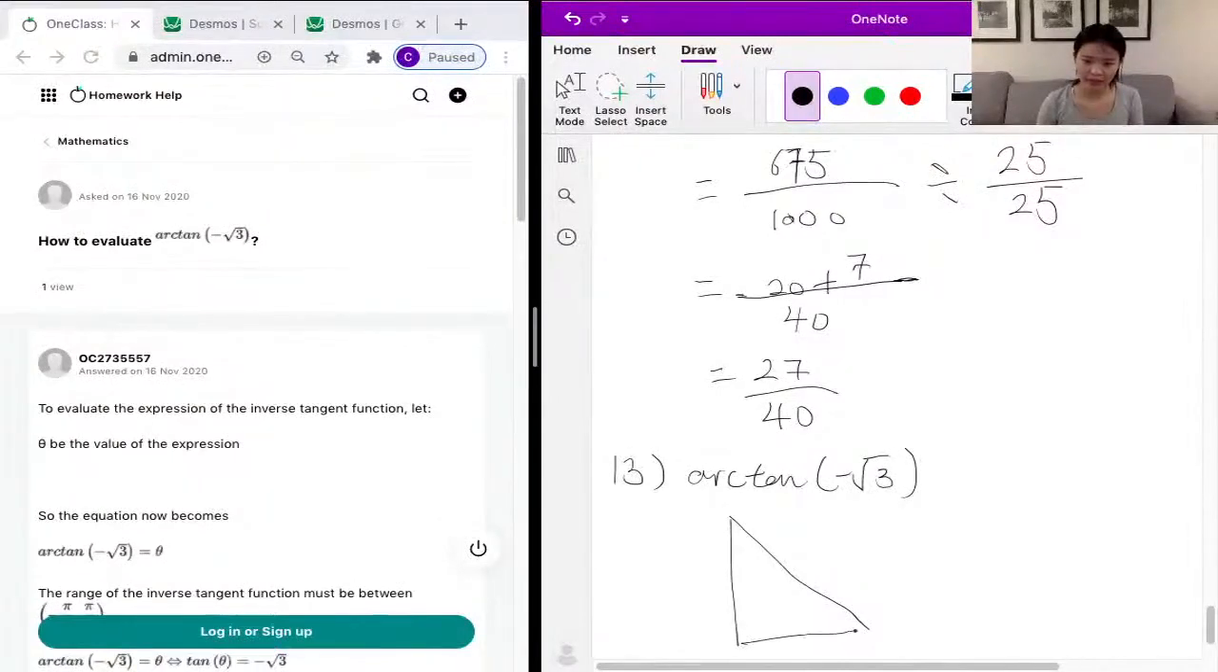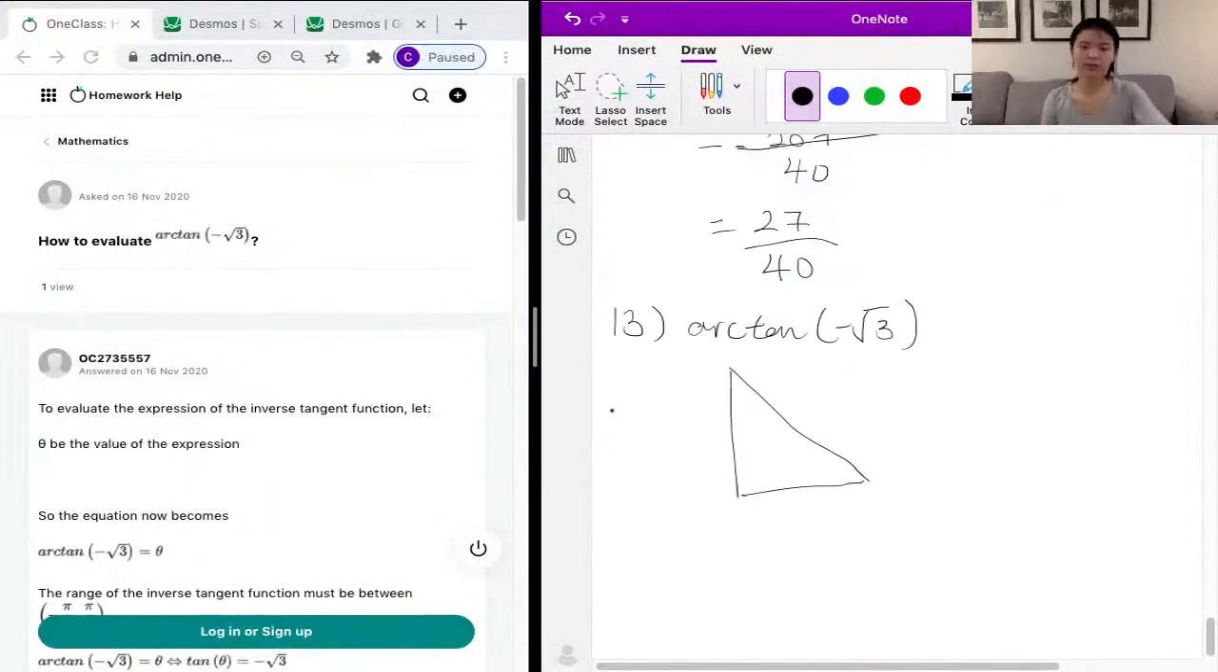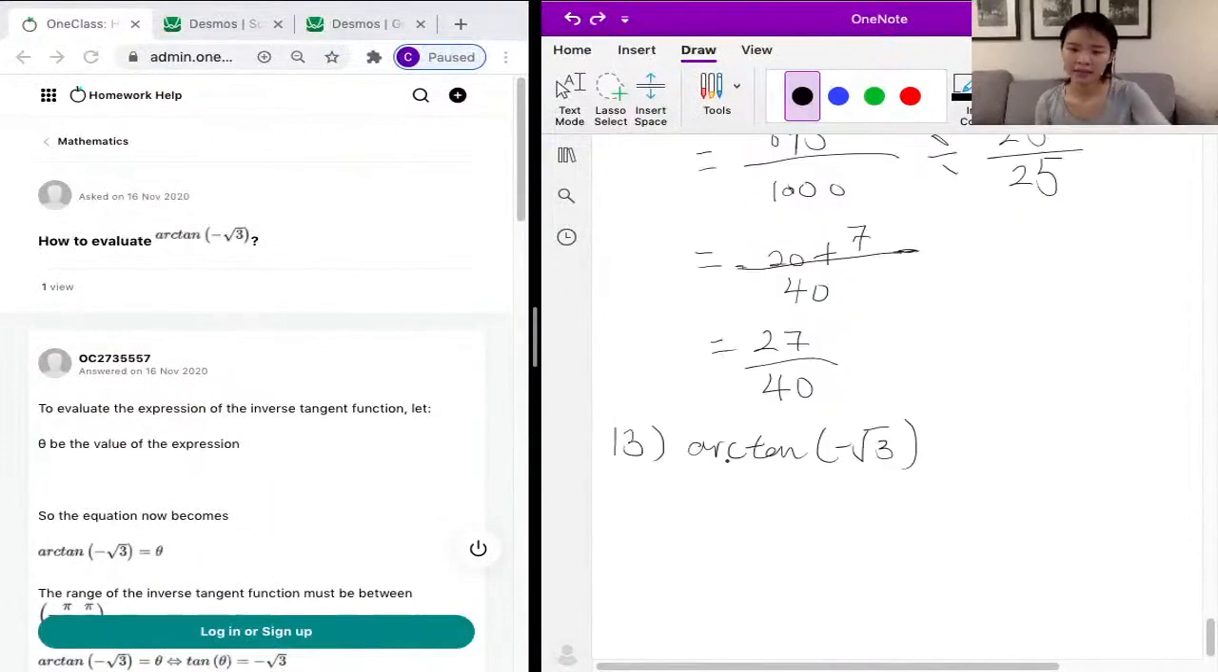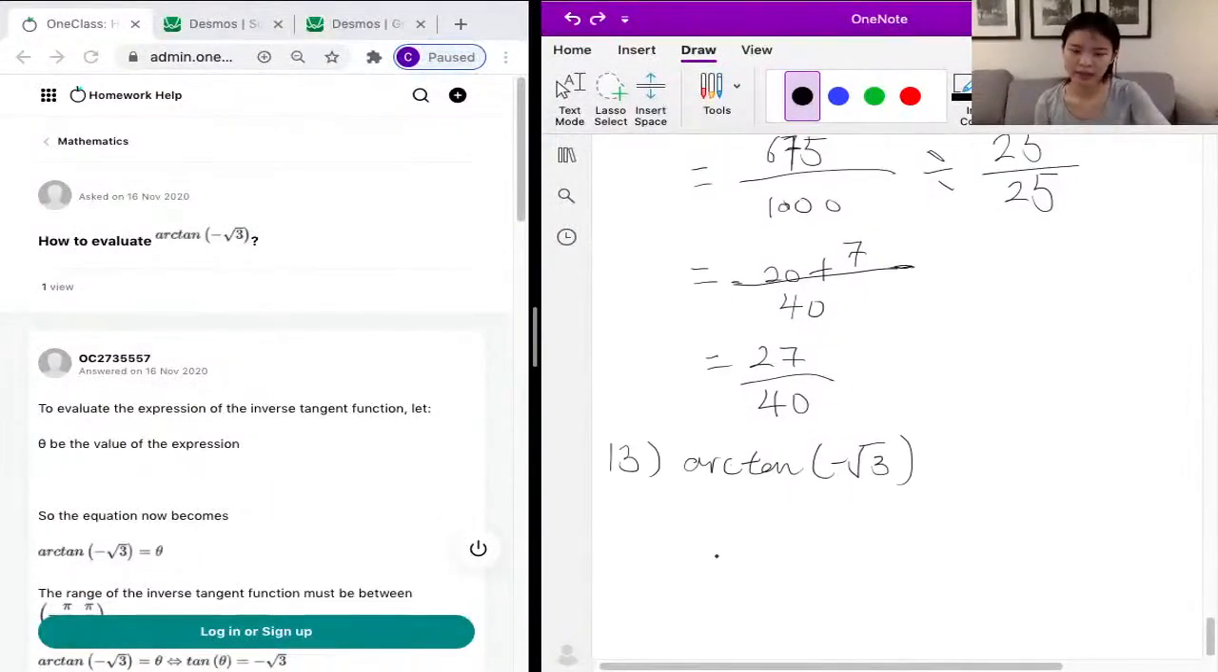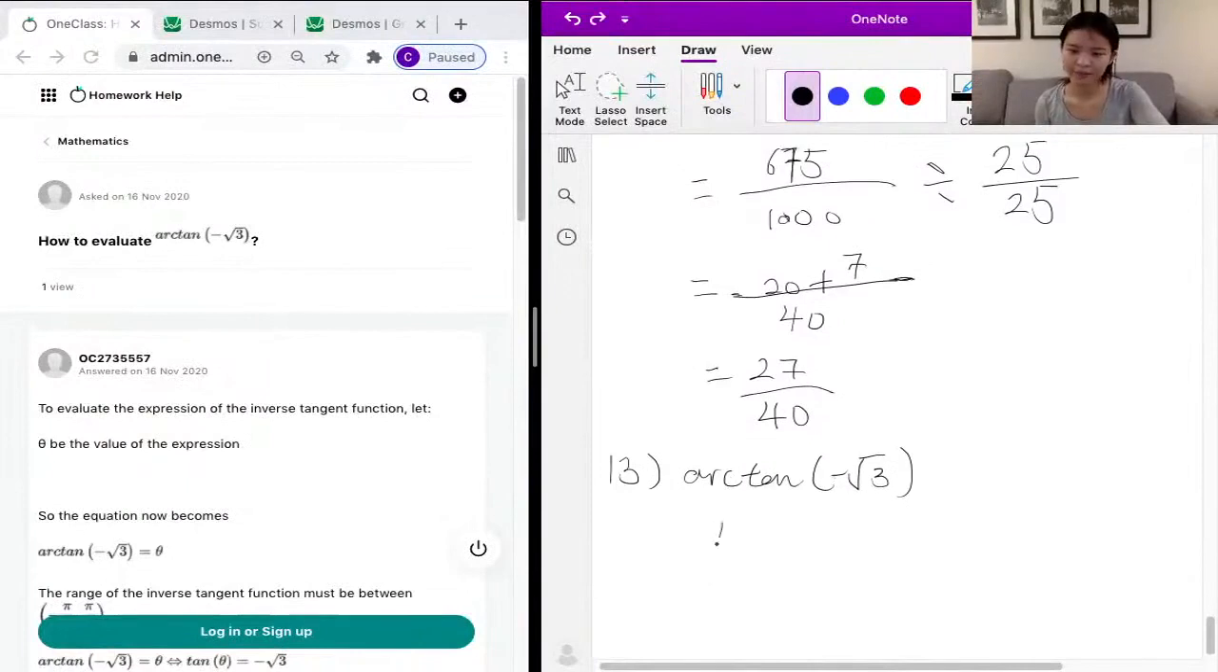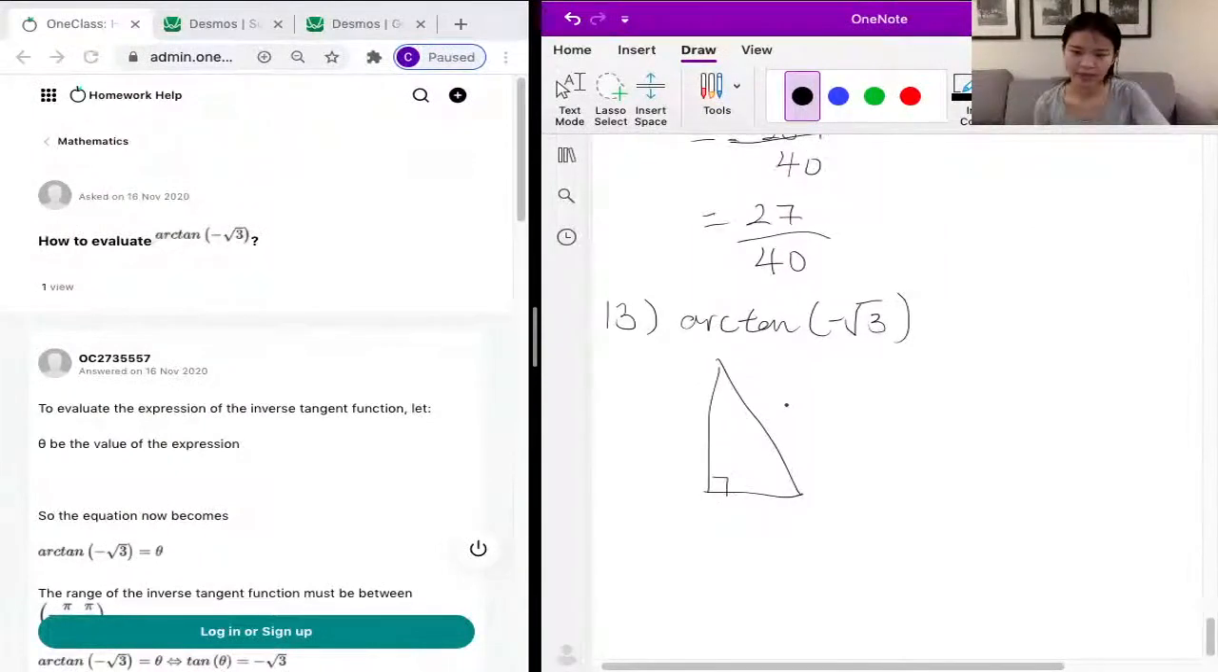We know the special triangle that has root 3 in it. So let's just draw that special triangle that has root 3 as one of its sides. Okay, and let's put down the angles here. This angle is 60 degrees, and that angle is 30 degrees, or pi over 3 and pi over 6.